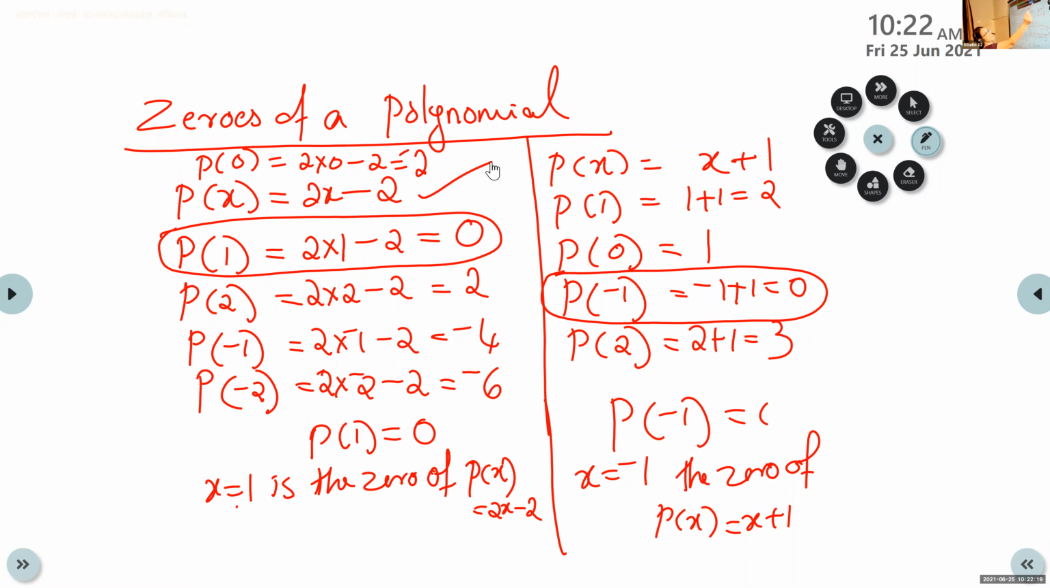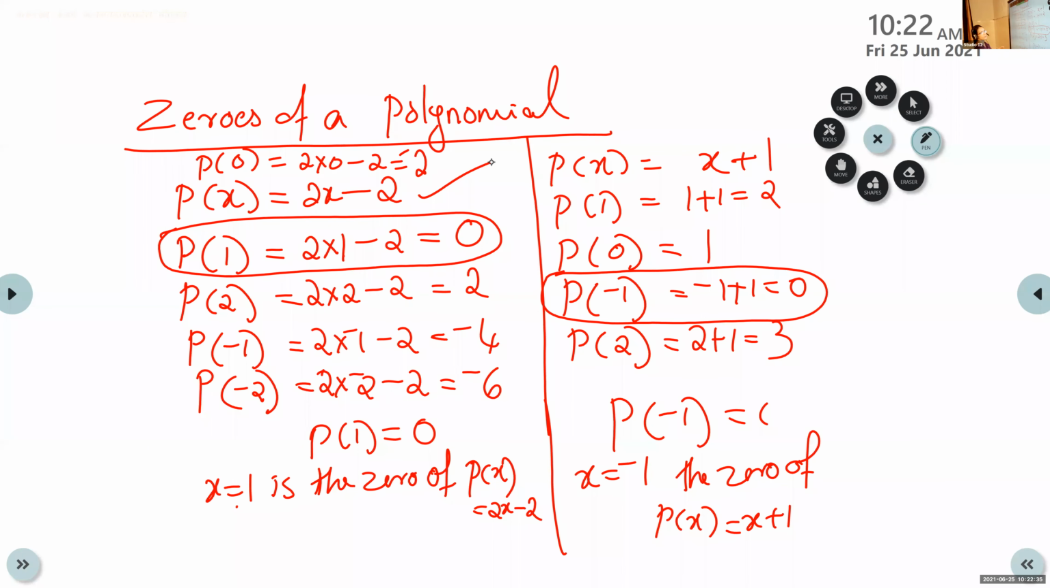Consider the polynomial p of x equal to 2x minus 2. After writing all this, I will give what is the zero of a polynomial. P of x equal to 2x minus 2. You can see it is on the board.